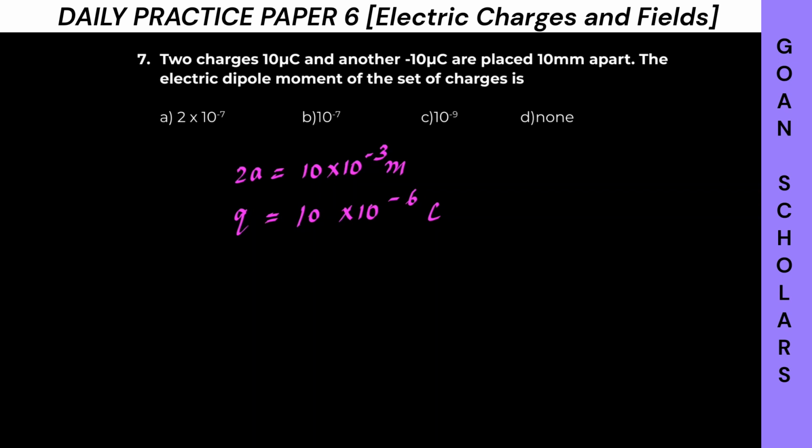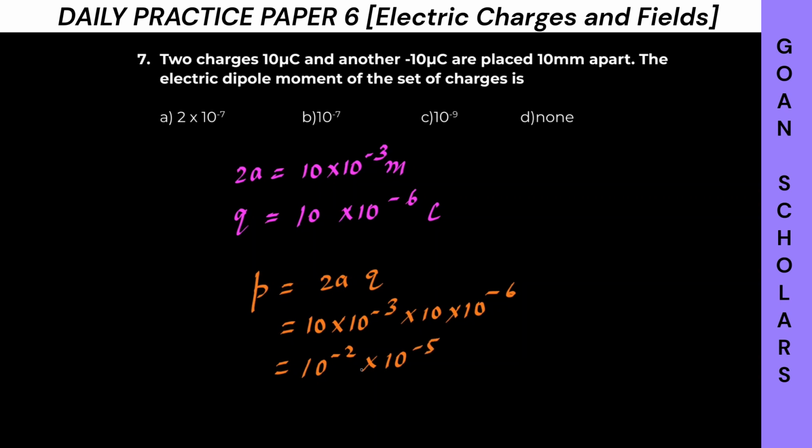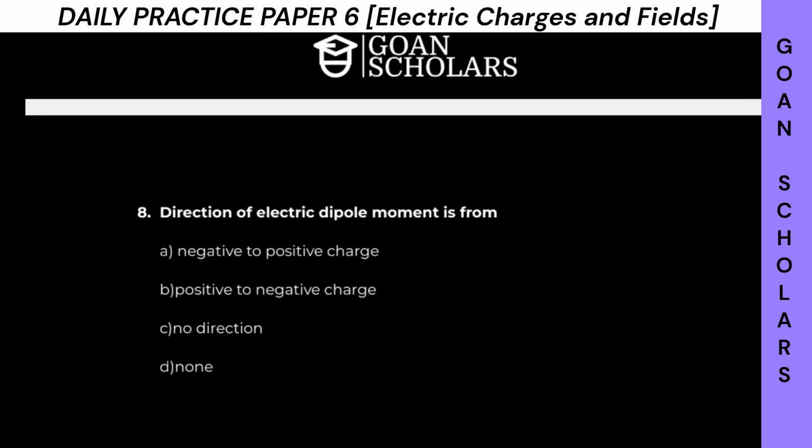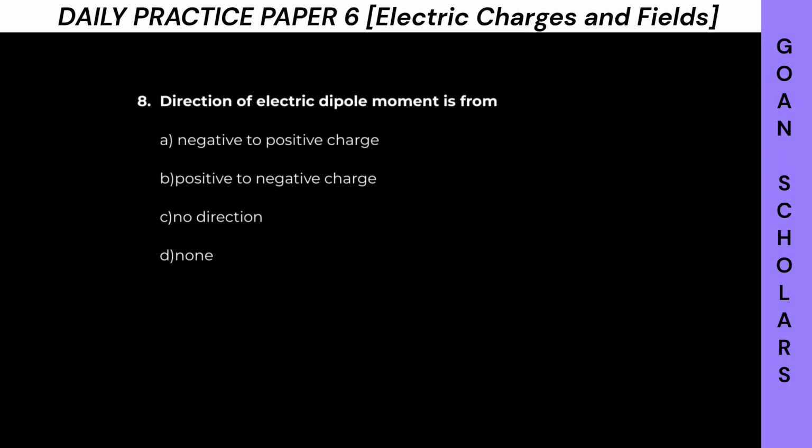Now let's find the dipole moment. So what's the formula? Formula for dipole moment is P equal to 2a into q. Now what is 2a? 2a is 10 into 10 to the power minus 3, and what's q? 10 into 10 to the power minus 6. So this will give us 10 to the power minus 2 into 10 to the power minus 5, and correct answer is 10 to the power minus 7. And unit is coulomb meter. So correct answer is option B, 10 to the power minus 7 coulomb meter. Let's move to question number 8.